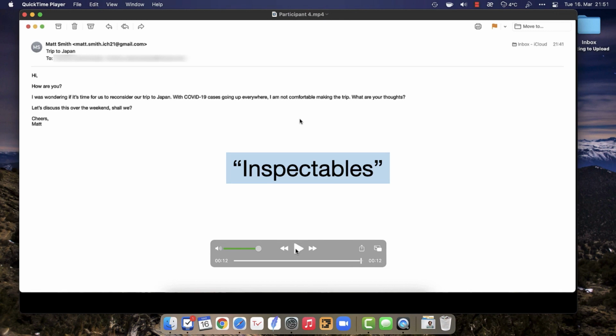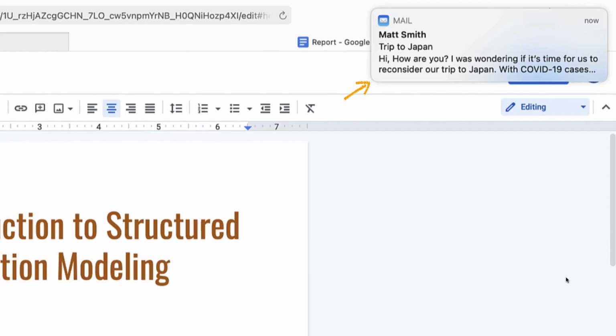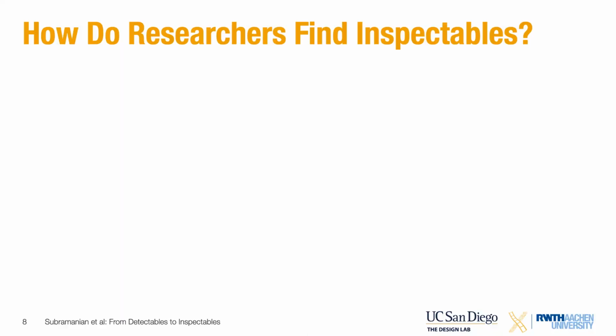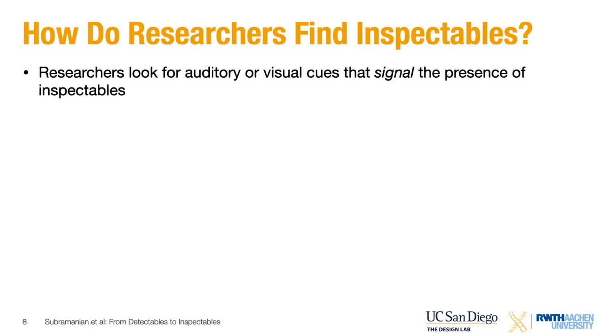At this point, you might be wondering, well, why can't we just log all the notifications and use this to find the inspectables? Remember that we found notifications to be of interest only during the analysis, so we couldn't have planned ahead. Since researchers can't use system logs to find inspectables, what do they do instead? When available, they use visual or auditory cues that signal the presence of these inspectables.